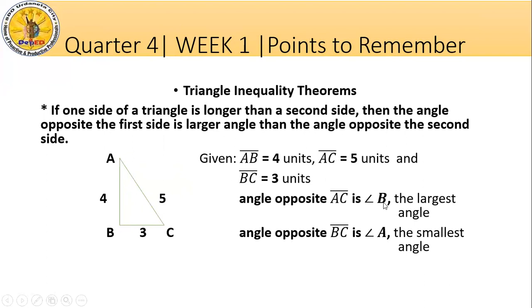On the other hand, the shortest side is BC. And the angle opposite BC is angle A. So therefore, angle A is the smallest angle. I repeat, the angle opposite the shortest side is the smallest angle, while the angle opposite the longest side is the largest angle. Did you get it?